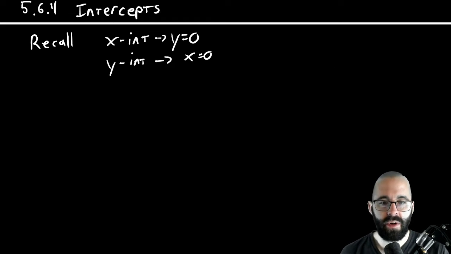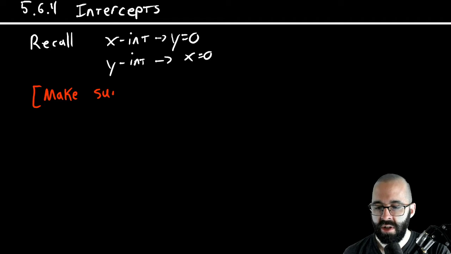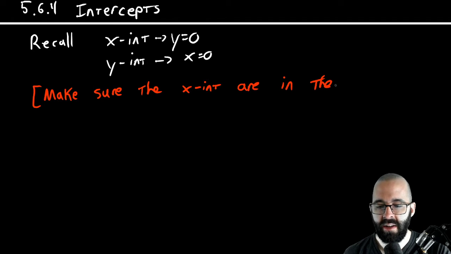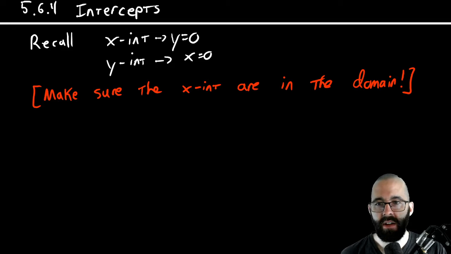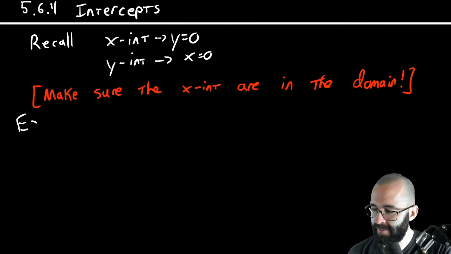So finding intercepts for rational functions isn't too bad. Just the big thing to watch out for is to make sure the x-intercepts are in the domain. We'll see what that means when we do this first example. Example number 5.